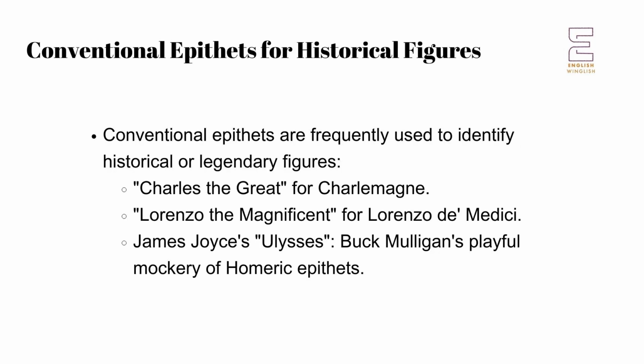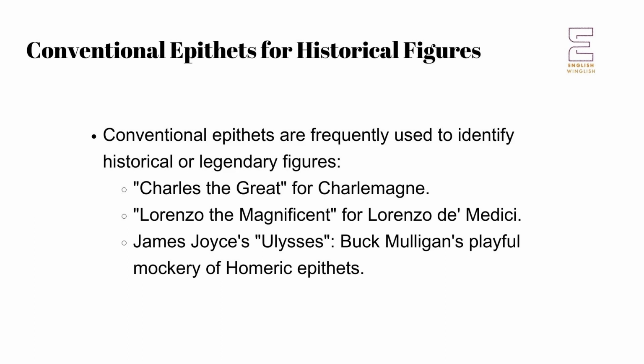Conventional epithets for historical figures. Moreover, conventional epithets are frequently used to identify historical or legendary figures. For instance, Charlemagne is often referred to as Charles the Great, and Lorenzo de Medici is known as Lorenzo the Magnificent. These conventional epithets help emphasize the significance and impact of these historical figures, reinforcing their legacies.